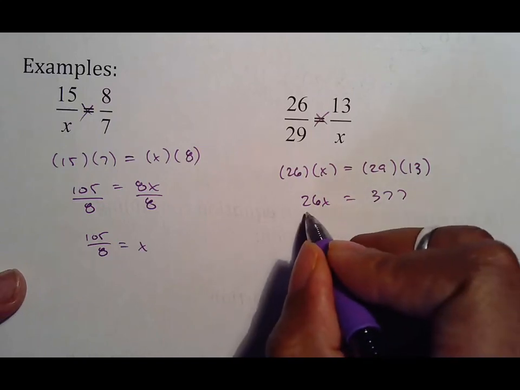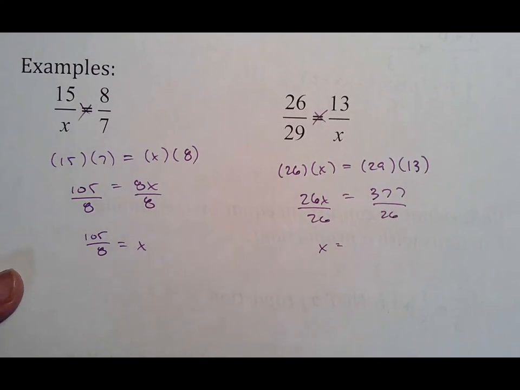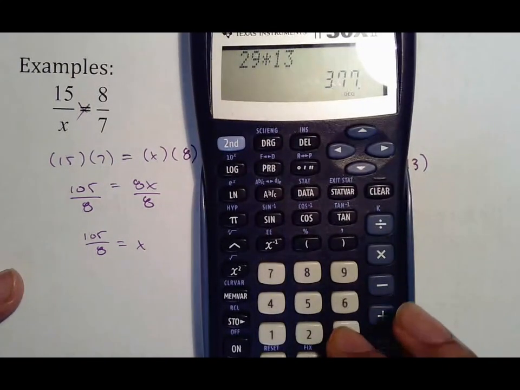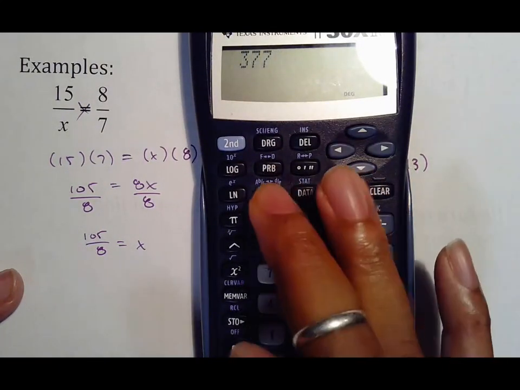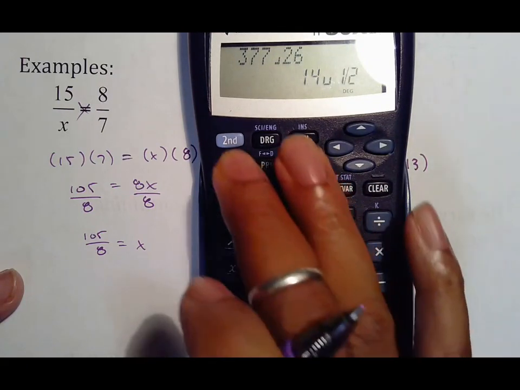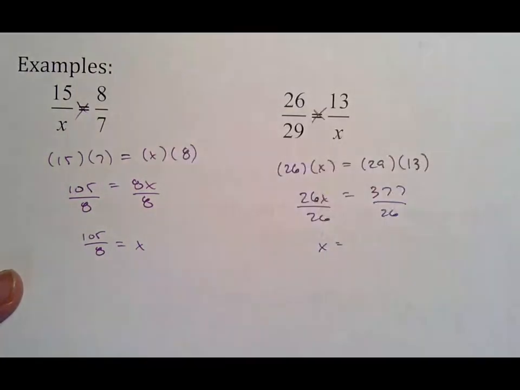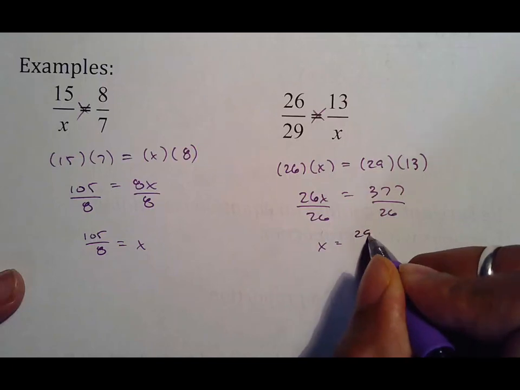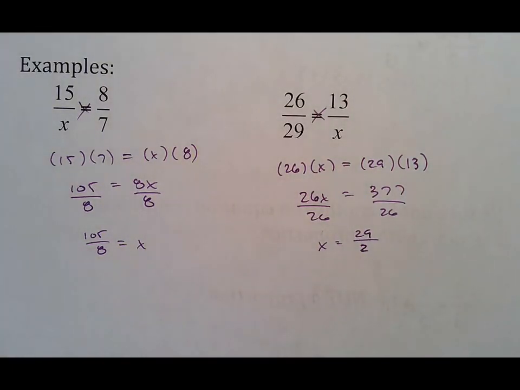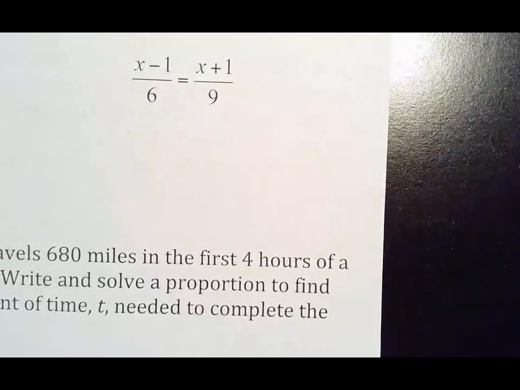And then in the end you divide by 26. Again, I don't think that 377 over 26 is going to divide, but I think that I can reduce it. I don't like this calculator for that reason. 29 over 2 is what that would be. I guess you can divide both of them by 13. But yes, that's all you have to do, is make sure you expand it, solve it, and then reduce your fraction if you have a fraction left over.